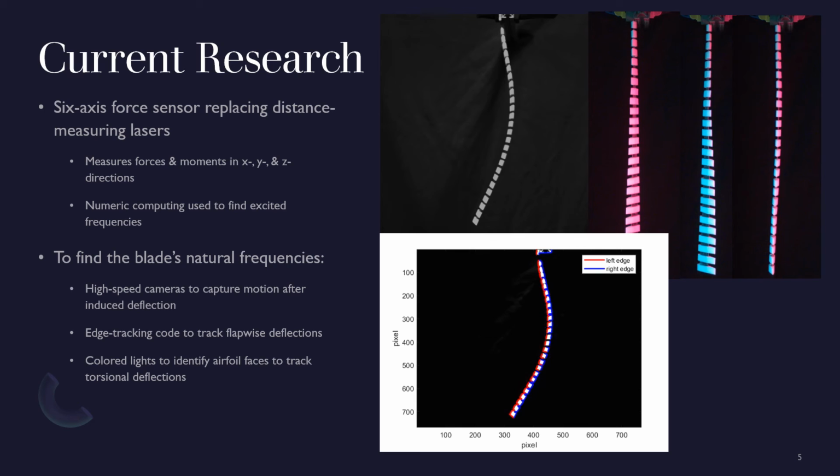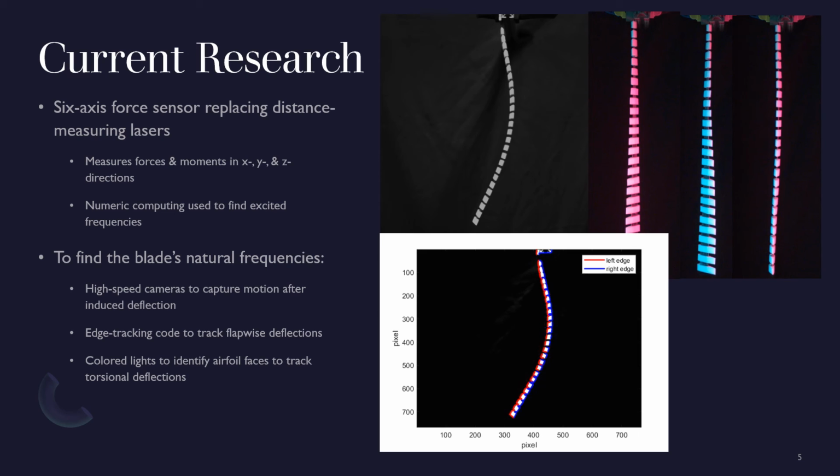The blade was first suspended in front of a black sheet to provide a contrasting background. Using a high-speed camera, the motion of the model blade was captured after a flapwise deflection was induced. Then, a MATLAB code was used to examine each frame of the video and track the edges of the blade. With further processing, the tracked deflections can be used to determine the blade's flapwise natural frequencies.